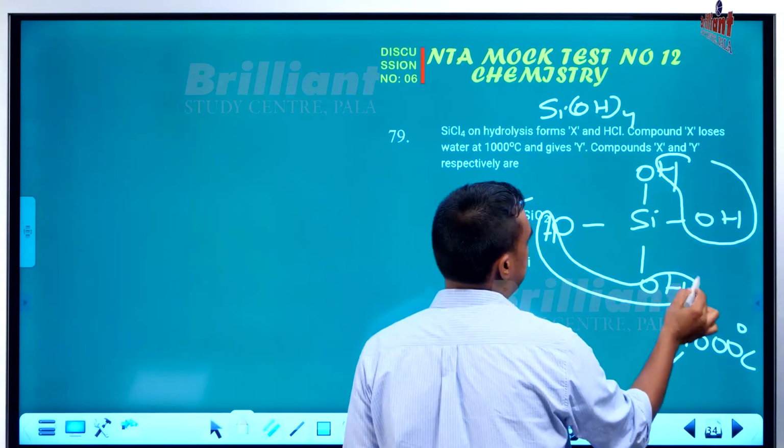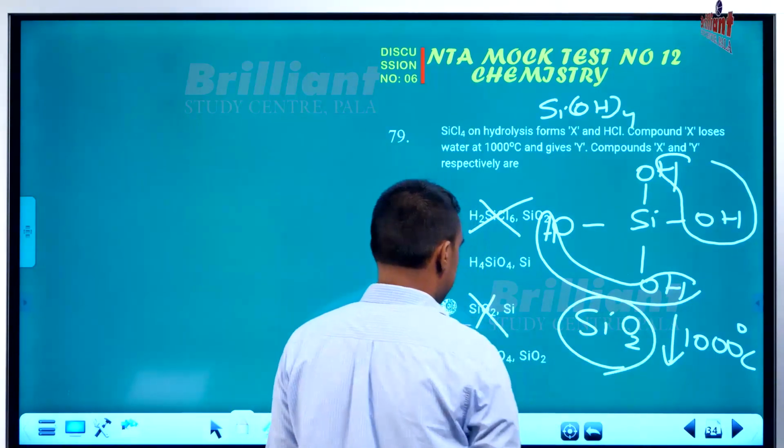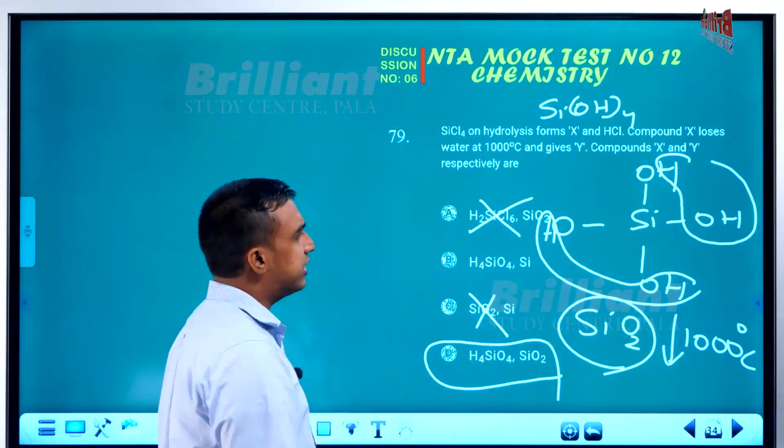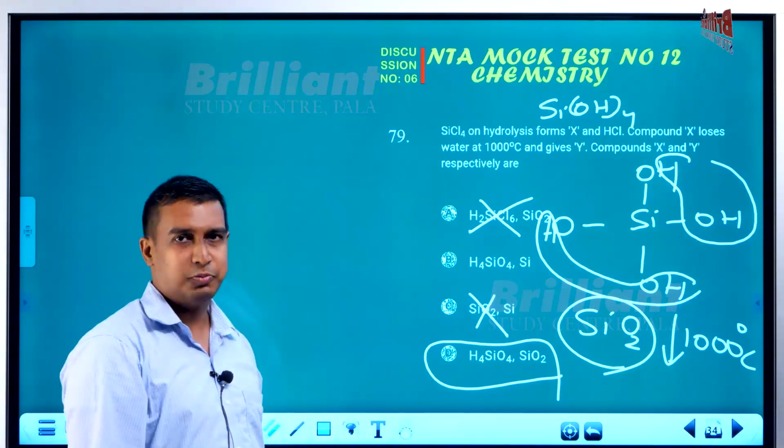H2O ഇങ്ങനെയും പോവാം. So what will remain? I will have SiO2. So this is coming as the answer. Anyway, the reaction is also there in your NCERT textbook. You might have seen it. Question number 79, the answer option D.